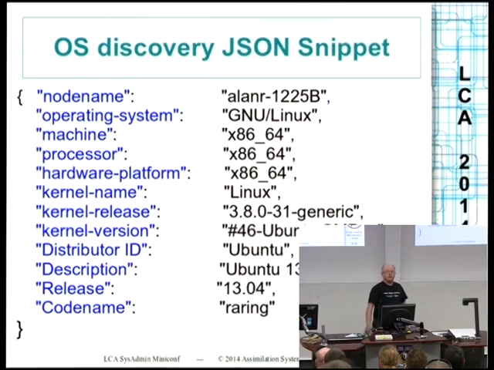So here's an example JSON snippet for discovery. This is the actual output from the discovery that tells what OS you're running. It has uname output plus some LSB information that tells you things. I always forget what the code name is for the different versions of Ubuntu, so now I know. It will tell me that it's raring, or whatever it happens to be. So this is a script that runs and tells you what OS you're running. That information is now in the central database, so I don't have to tell it what OS you're running. It tells me what OS it's running and a lot of detailed data.